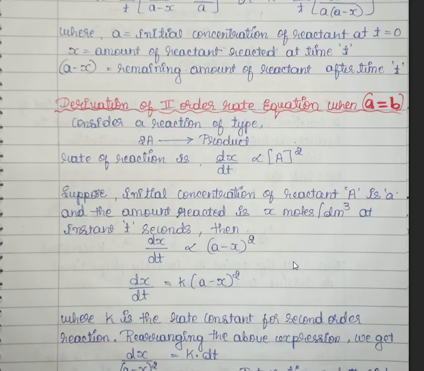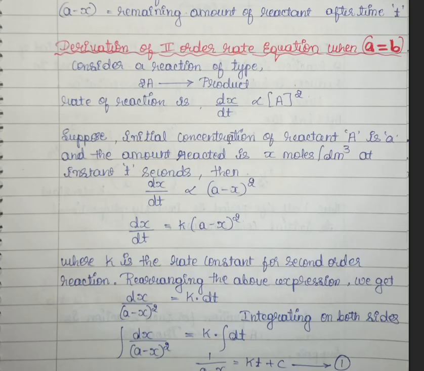So we have a derivation of second order rate equation when a is equal to b, that is the same initial concentration of two reactants. Hence, we are considering a reaction type 2A gives rise to product. The rate equation is written as dx by dt is proportional to molar concentration of A to the power 2. So here we are considering small letter a as the initial concentration of reactant A, and the amount reacted is x mole per dm cube at time t. Then the molar concentration of A will be equal to a minus x. dx by dt is proportional to (a minus x) to the power 2.